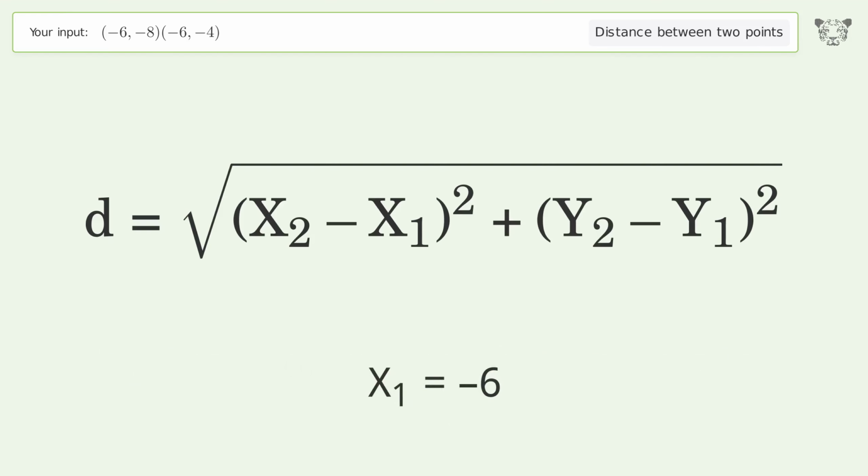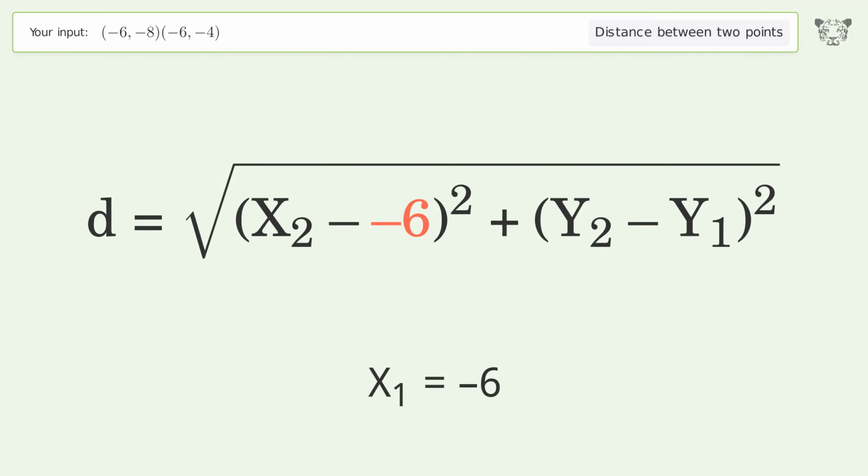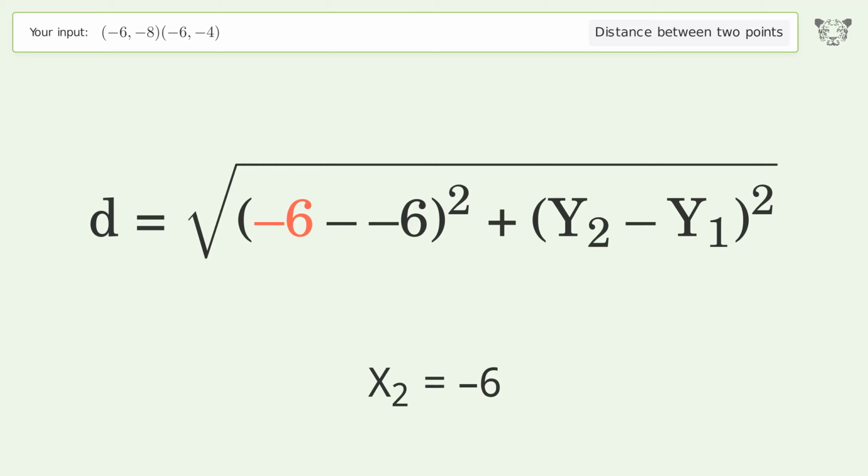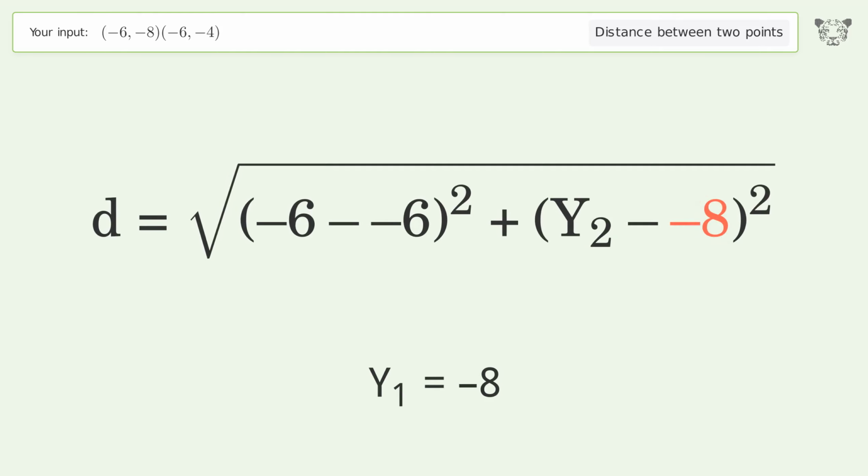x1 equals -6. x2 equals -6. y1 equals -8. y2 equals -4.